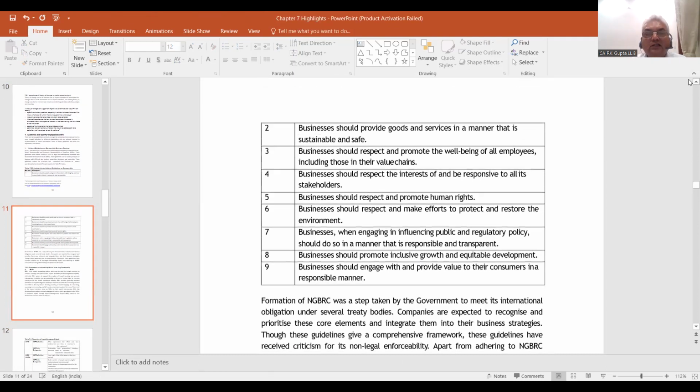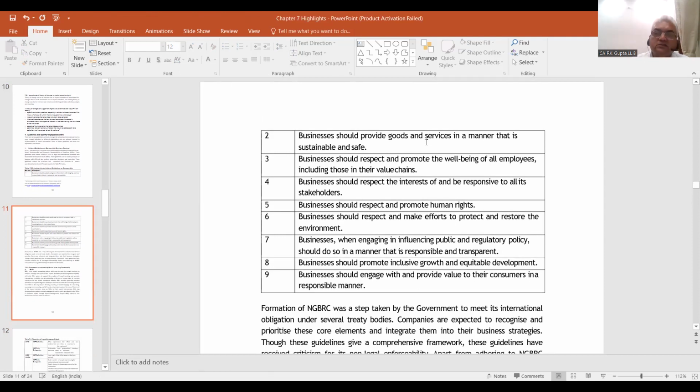थोड़ा सोच के ना वो डाल देंगे ग्रुप में। दूसरा है businesses should provide goods and services in manner that is sustainable and safe. भाई ये सब अच्छी अच्छी बातें करेंगे इसमें, ठीक है ना। ये एमसीए ने कुछ गाइडलाइंस बनाई है बिजनेस के लिए, बिजनेस भाई ये काम करे, ठीक है। तो they should provide goods and services in manner that is sustainable and safe. तीसरा, businesses should respect and promote the wellbeing of all employees including those in their value chains. ठीक है, businesses should respect the interest and be responsive to all the stakeholders.